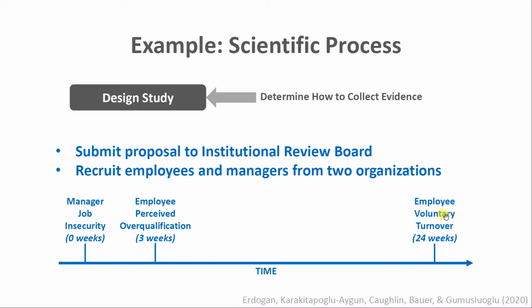And then ultimately, 24 weeks later, we gained access to the organization's records, and we found out how many of these people had voluntarily quit or turned over versus how many were still in the organization 24 weeks later. Okay? And so there you can see we have essentially 3 different sources here. We have the manager's ratings of their own job insecurity, we have employees' perceptions of their own overqualification, and then we have organizational records of the employee's voluntary turnover.